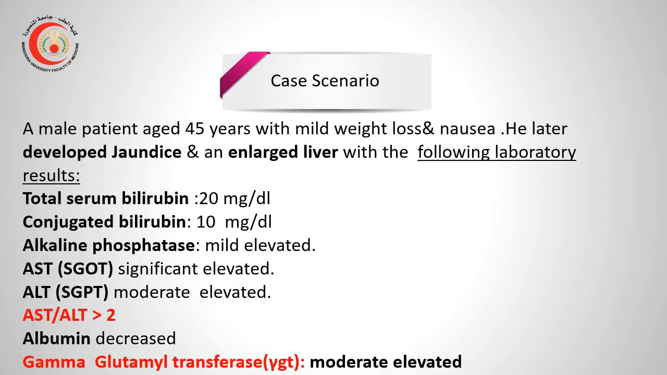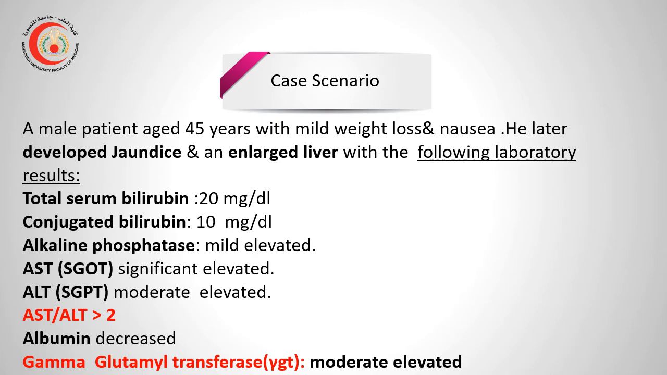We will start our lecture with this case that will give us an introduction to the liver function tests. A male patient aged 45 years with mild weight loss and nausea. He later developed jaundice and an enlarged liver with the following laboratory results. There is elevated total serum bilirubin and elevated conjugated or direct bilirubin. The direct bilirubin represents 50% of the total bilirubin.